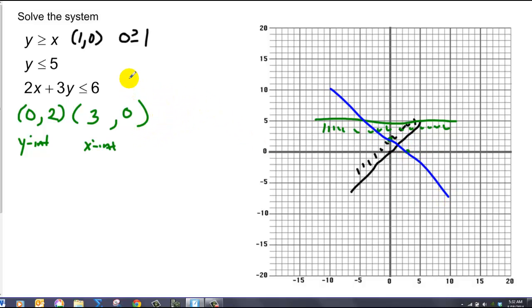And once again, pick a sample point of 0, 0. So in that case, if I pick 0, 0, I get 0 less than or equal to 6. True. So I shade towards 0, 0, which gives me a triple shaded region in this area here.